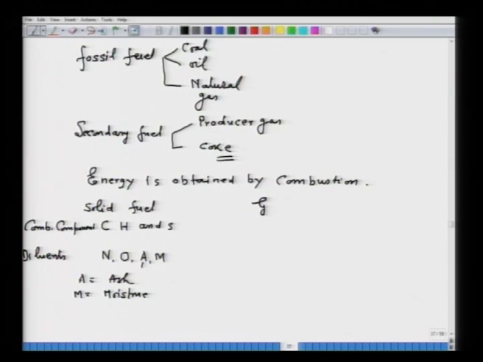Whereas, in case of gaseous fuel, the combustible components are, say, carbon monoxide, then hydrogen, then hydrocarbons, and diluents are nitrogen or carbon dioxide, because they do not take part in the combustion. So, of the fuel, the most important in case of pyrometallurgical extraction is the amount of energy released.